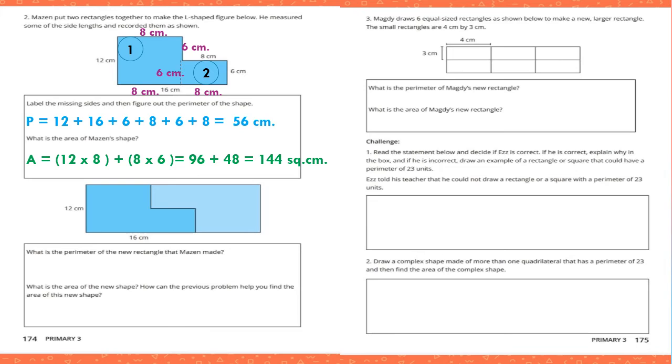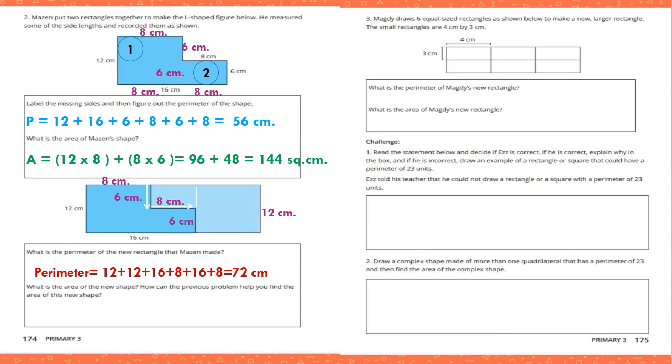What is the perimeter of the new rectangle that Mason made? So here the width doesn't change, it will be 12, but the length will be bigger, it will be 16 plus 8. So the perimeter will be 12 plus 12 plus 16 plus 8 plus 16 plus 8 equals 72 centimeters.